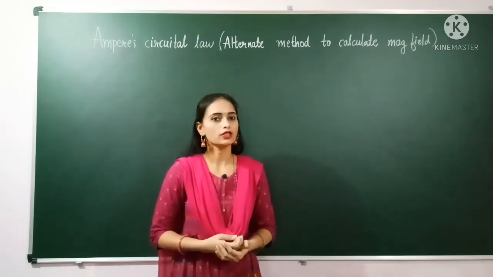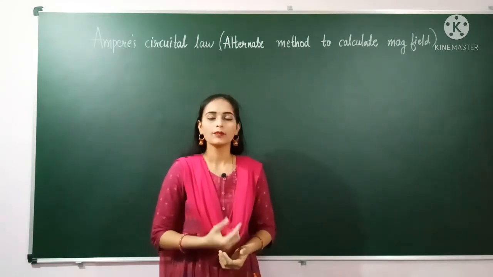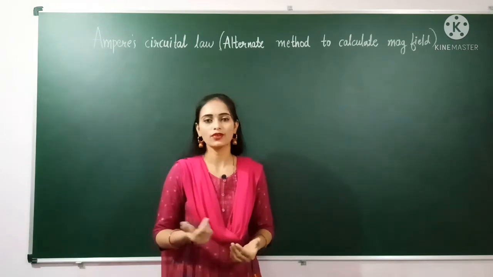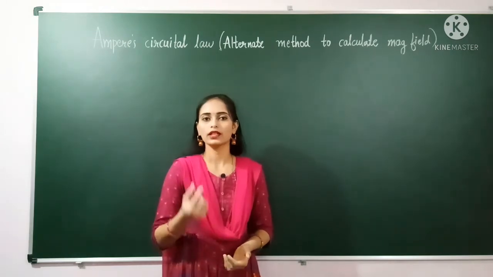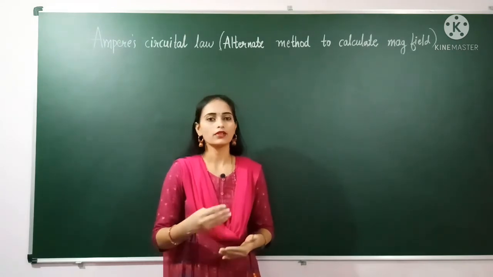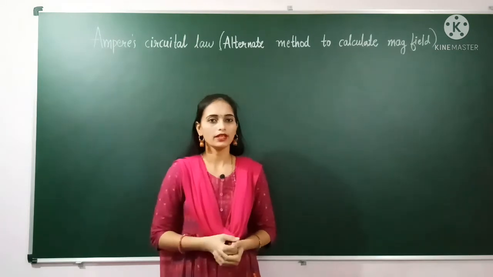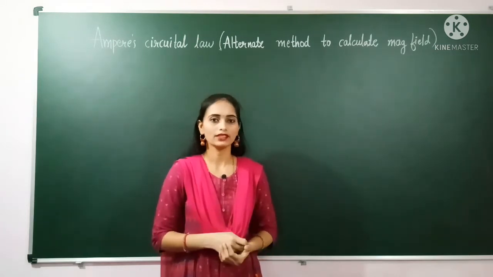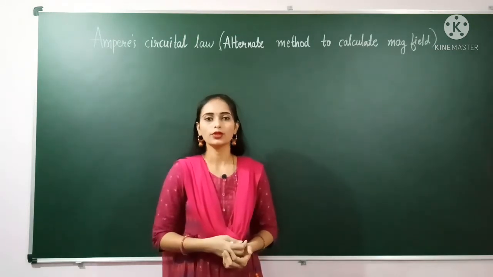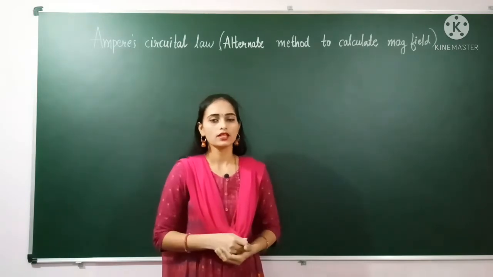Using that Biot-Savart law we calculated the magnetic field by taking a small current element, because the Biot-Savart law is not applicable for the complete wire. So we took a small current element, calculated the magnetic field, and after that if you integrate that equation, you will get the magnetic field for the complete wire. This we have already studied. In this video we are going to study how to calculate the magnetic field using Ampere's circuital law.